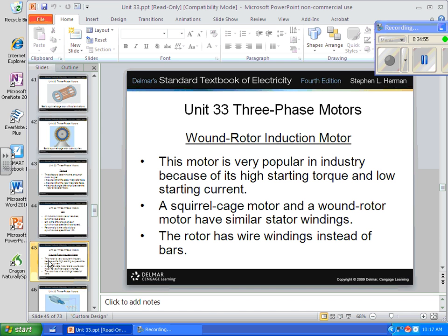Okay, the wound rotor induction motor. I believe that this is the one that Tesla invented. The motor is very popular in the industry because it has high starting torque and low starting current. Squirrel cage motor and wound rotor motor have similar stator windings. Stator windings are right inside the frame. Those are the windings in there, right? The rotor has wire windings instead of bars. So what is it turning inside there? Some windings, which are sort of like a transformer, right?